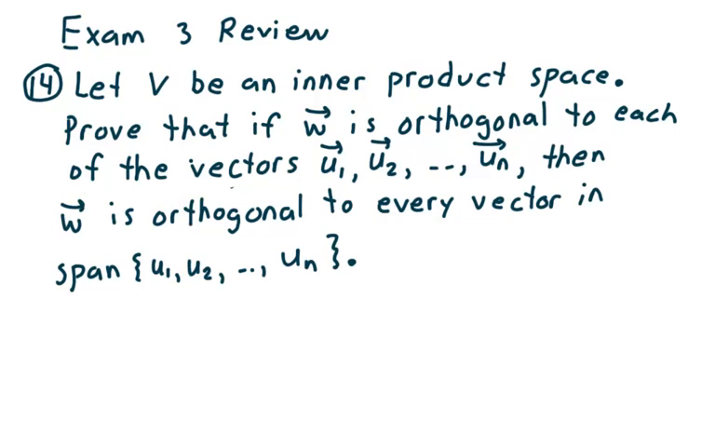This is a video from the Exam 3 review in my linear algebra. Let's take a look at 14. Let V be an inner product space. Prove that if W is orthogonal to each of the vectors u1, u2 through un, then W is orthogonal to every vector in the span of u1, u2 through un.